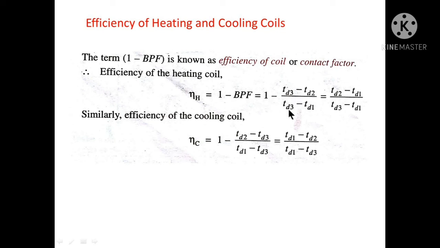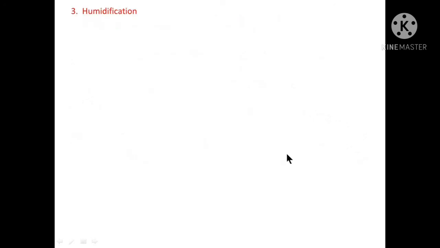Similarly, the efficiency of a cooling coil is given as 1 minus BPF, that is the bypass factor of the cooling coil. So 1 minus (TD2 minus TD3) divided by (TD1 minus TD3). Okay.